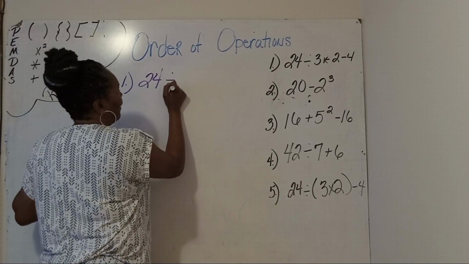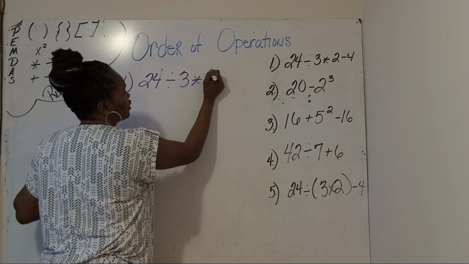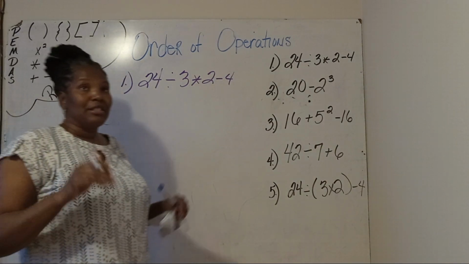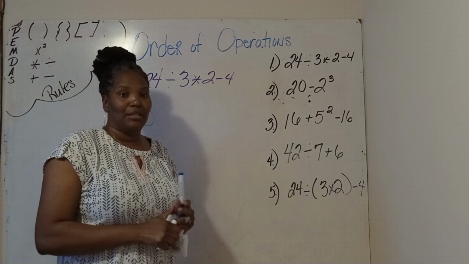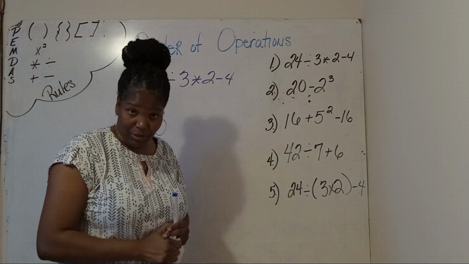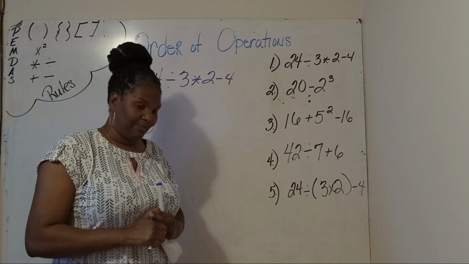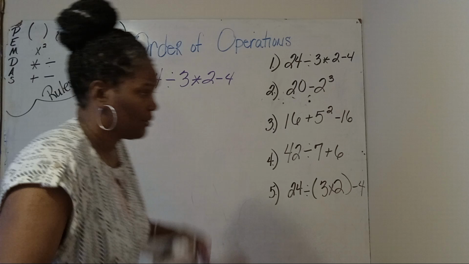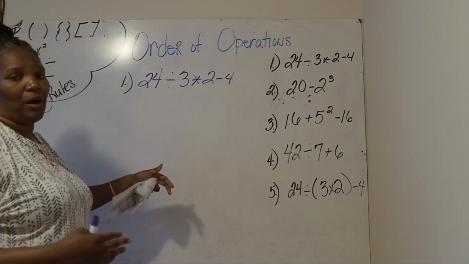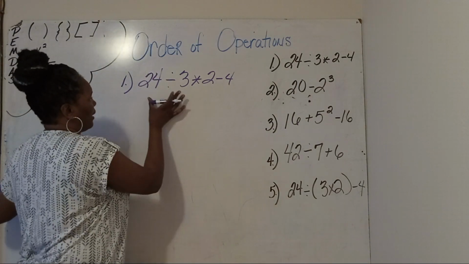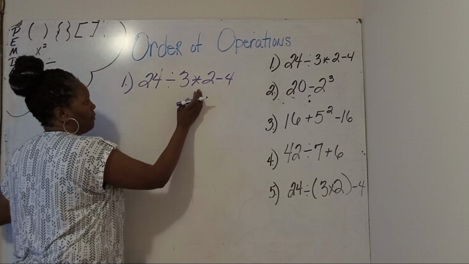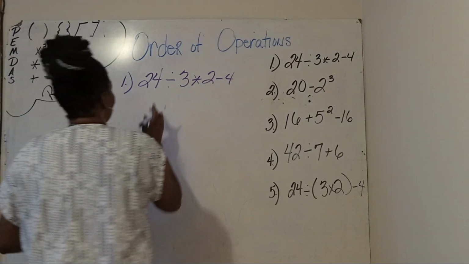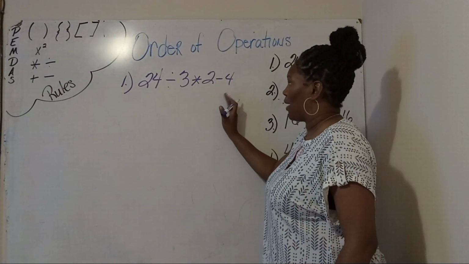24 divided by 3 times 2 minus 4. Order of operations. Again, these problems will remind me of Doritos because we're going to go step by step. And as we go down the line of doing the problems, it gets smaller and smaller. All right, so we have 24 divided by 3 times 2 minus 4. So, prime example. So we're going from left to right.